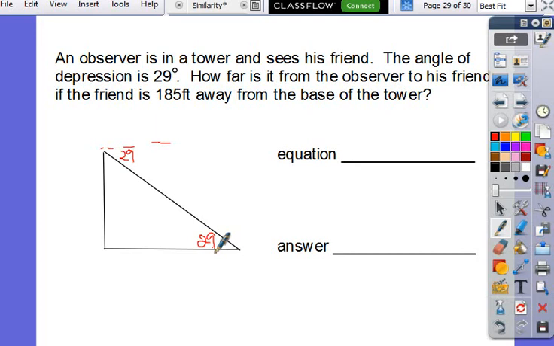How far is it from the observer to his friend if the friend is 185 feet away from the base? Base means bottom. We just said the observer was up here and the friend was down here. How far is it between them? What would my equation be for that? Cosine 29 equals 185 over x. How do I solve that again? You're going to divide. X is in the bottom, you divide. Let's see if we got one.